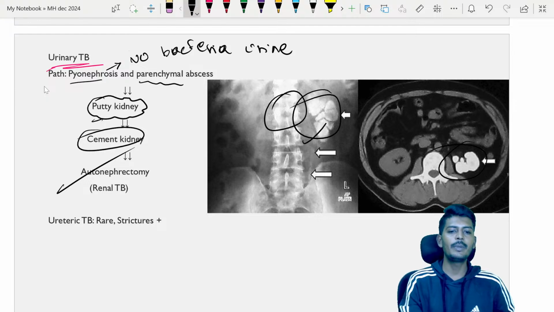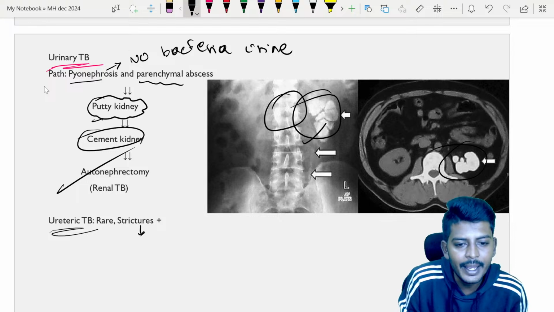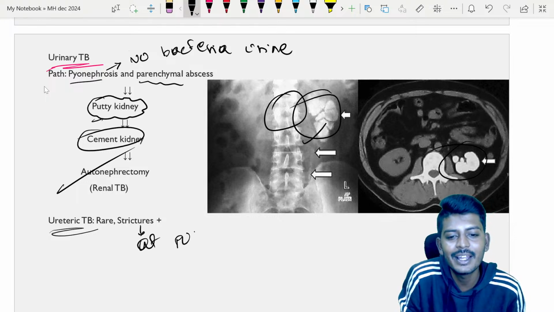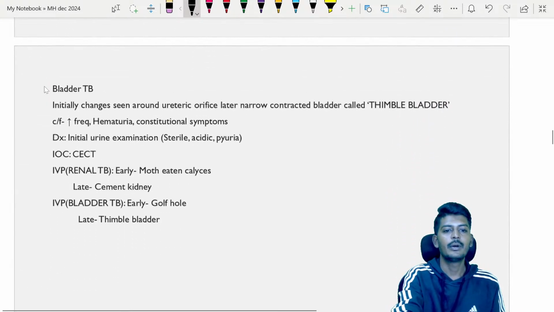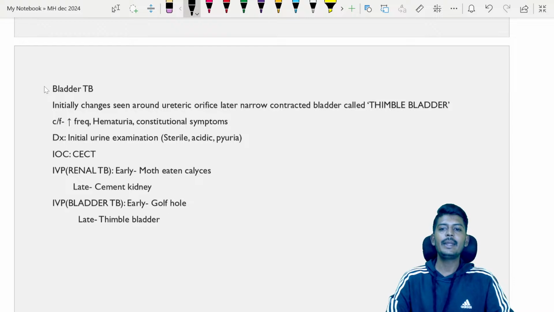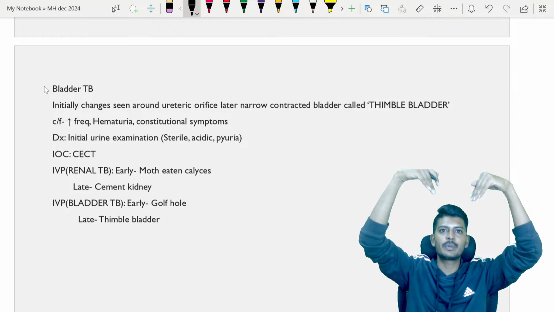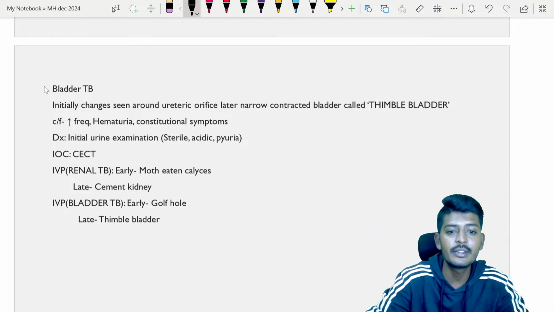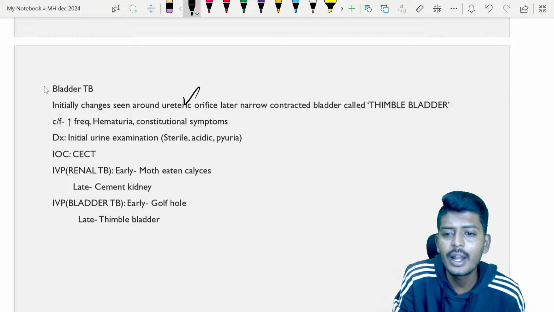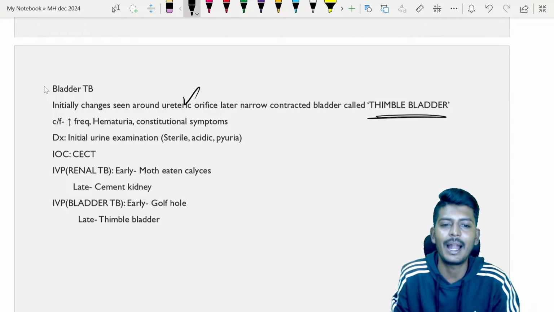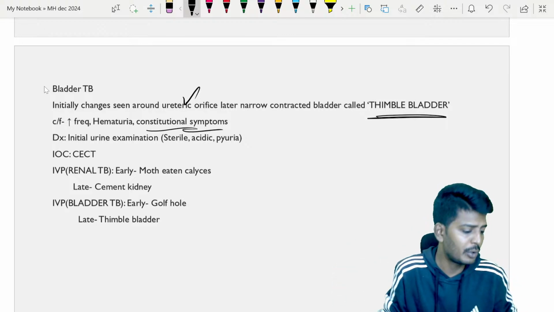Okay, so ureteric TB is rare, but if there is ureteric TB, there is a stricture, mainly at which location? Pelviureteric junction, a stricture can occur at the pelviureteric junction. In bladder TB, initially, because the bacteria should come from up to down, it will be seen at the ureteric orifice. Later it will lead to fibrosis of the bladder, called thimble bladder, a narrow contracted bladder. Normally TB symptoms such as constitutional symptoms will be present.